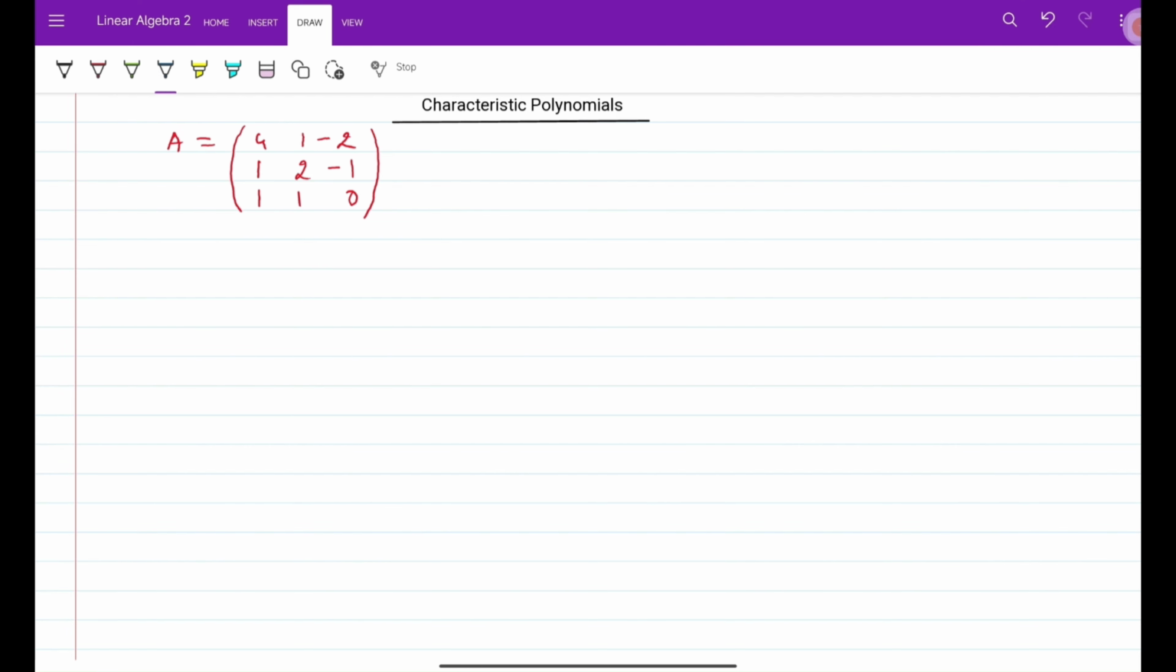Let us get started. So we know that the characteristic polynomial is a polynomial in lambda given by C of lambda is equal to determinant of A minus lambda I, where I is the identity matrix having order same as that of A. So first let us find out A minus lambda I. So A minus lambda I will be 4 minus lambda, 1, negative 2, 1, 2 minus lambda, negative 1, 1, 1 and 0 minus lambda, that is negative lambda.